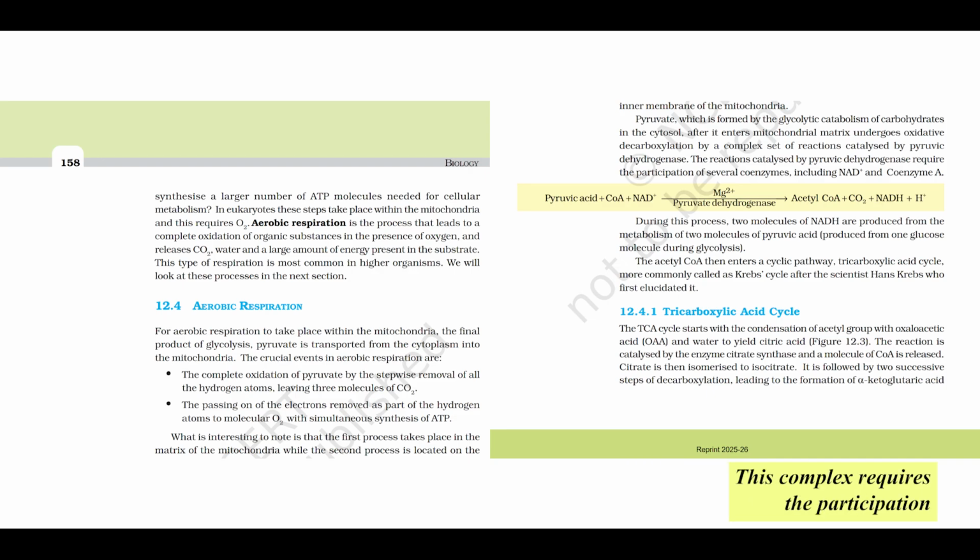This complex requires the participation of several crucial coenzymes, including NAD+ and coenzyme A, CoA, as well as magnesium ions, Mg2+. The overall reaction can be precisely summarized as pyruvic acid + CoA + NAD+ → acetyl-CoA + CO2 + NADH + H+. Remember, the enzyme complex and Mg2+ are needed. Okay, so pyruvate loses a carbon as CO2 and becomes acetyl-CoA, which is a 2-carbon molecule, and we get NADH2.